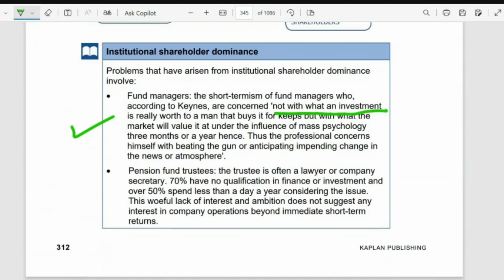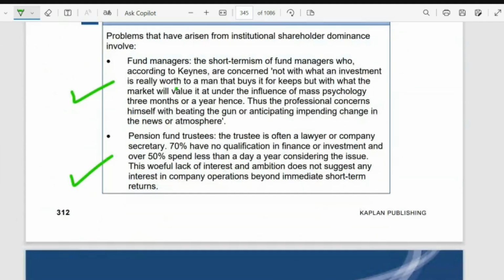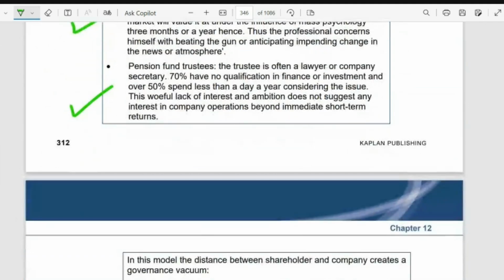what an investment is really worth to a man who buys it to keep, but with what the market will value it at, because every person has his own perception and their own point of view. For this purpose, pension funds and trusts often have a layer of company secretary, and they run their own qualification on financial investment matters.